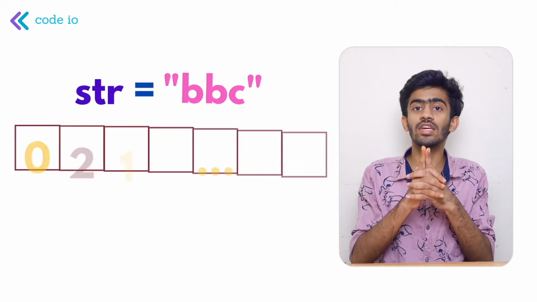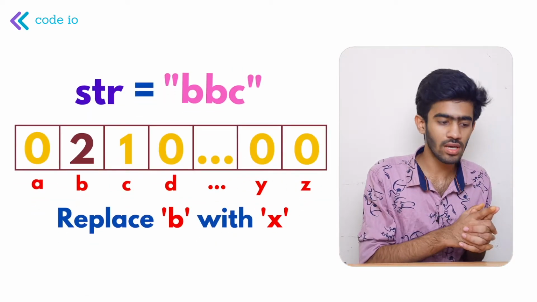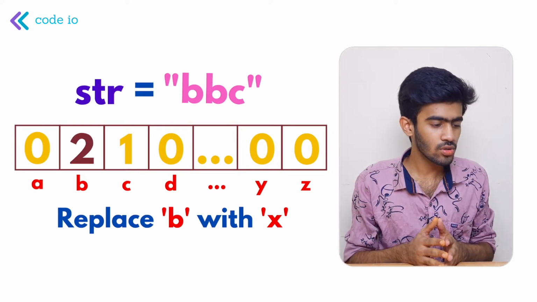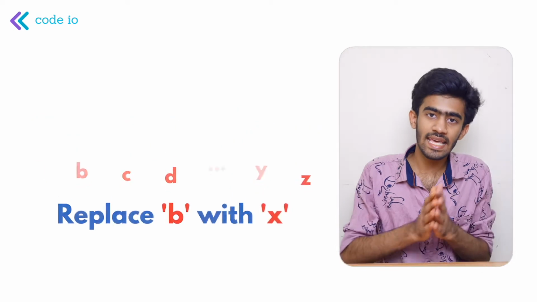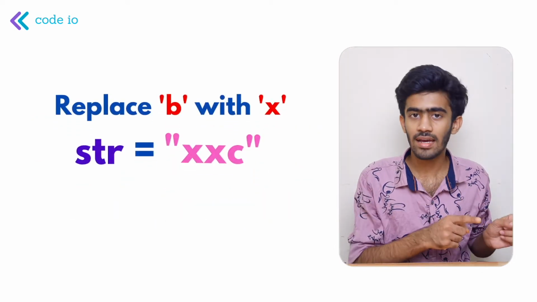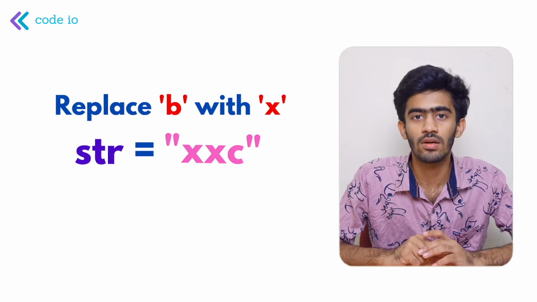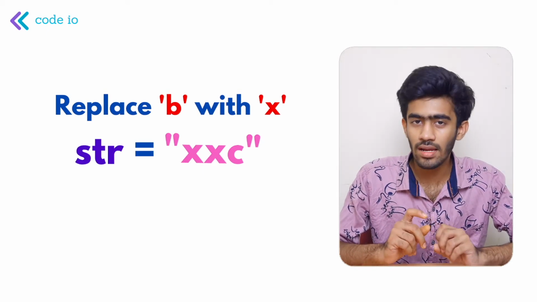So our task would be to replace all B in the string with X, the given character. The output obviously would become X, X and C. And that is our answer. This is the logic that we're going to use to solve this problem. Now let us move on to the IDE and code this logic.